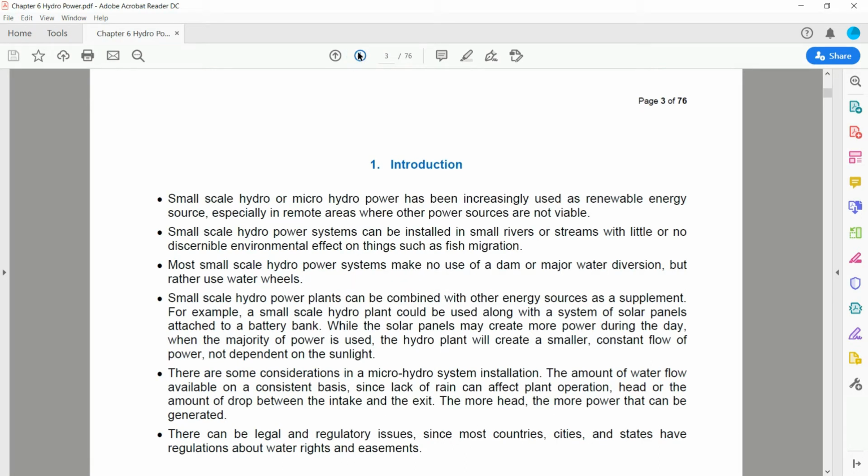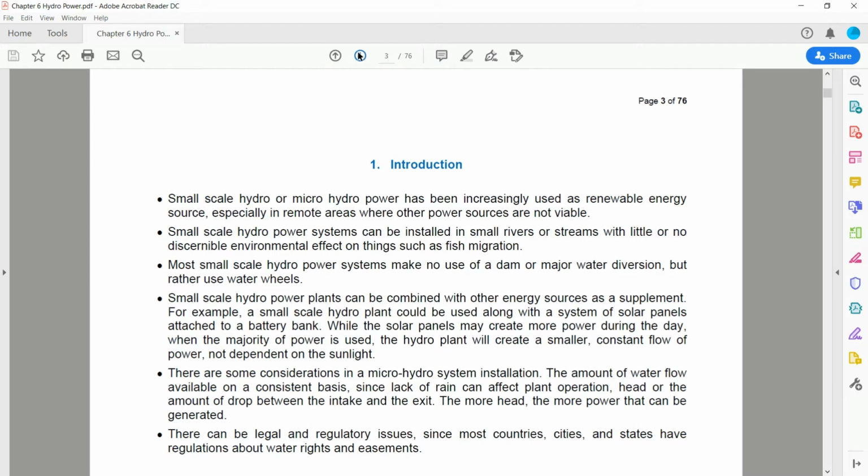Can we start with the introduction? So what I want to say, I already wrote down here. Number 1, small-scale hydro or micro-hydro power has been increasingly used as a renewable energy source, especially in remote areas where the other power sources are not viable. Small-scale hydropower systems can be installed in a small river or stream with little or no discernible environmental effect on things such as fish migration.